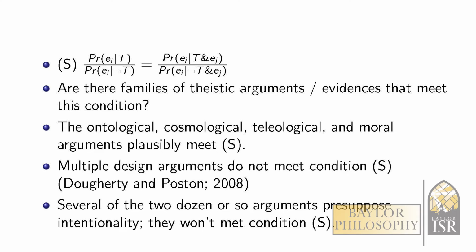What was kind of cool is that Trent and I wrote a paper in grad school where we were worried about how multiple design arguments are formulated in a cumulative case. And I realized by thinking about this framework that what we were worried about is a screening off condition with multiple design arguments. And then several of the 24 or so arguments presuppose intentionality, so they're not going to meet condition S. The question is just how many are there? I throw that question back to you guys.